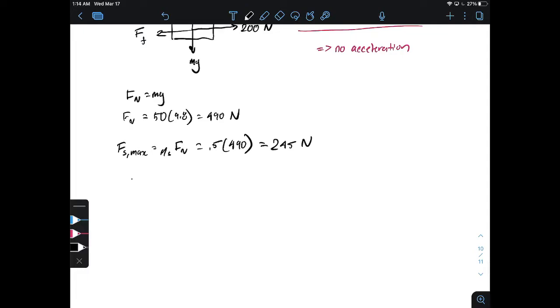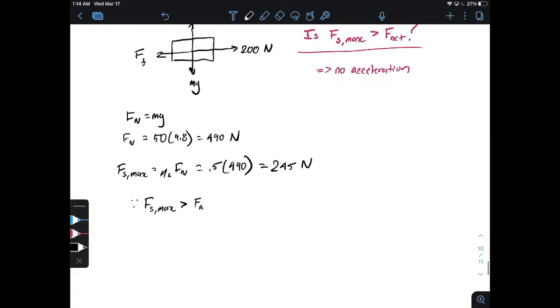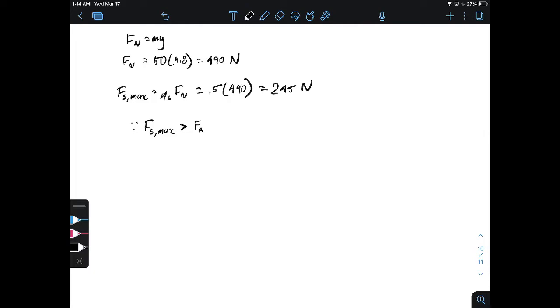So since Fs max is greater than the force applied, maybe that's a better way of putting it, yeah, we'll just call it that. Therefore, the box doesn't move. So sad.